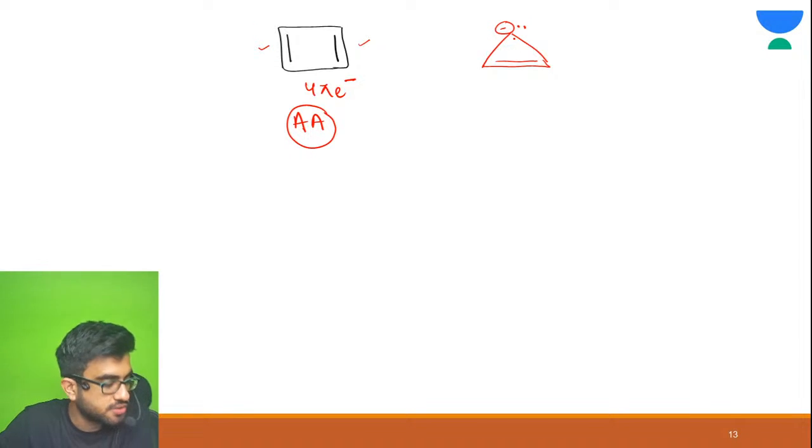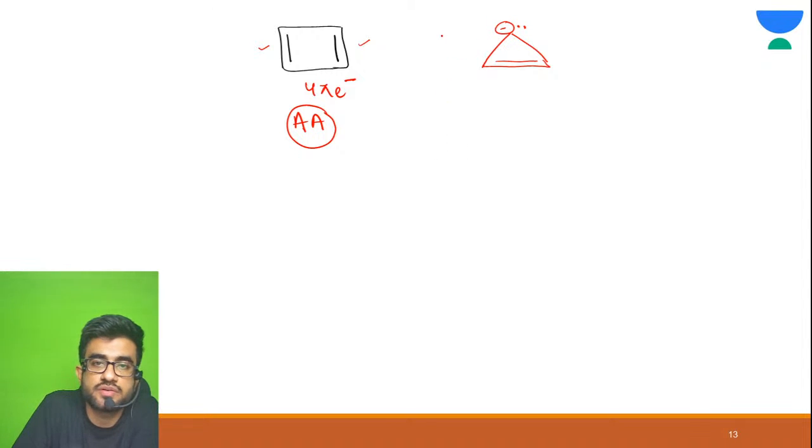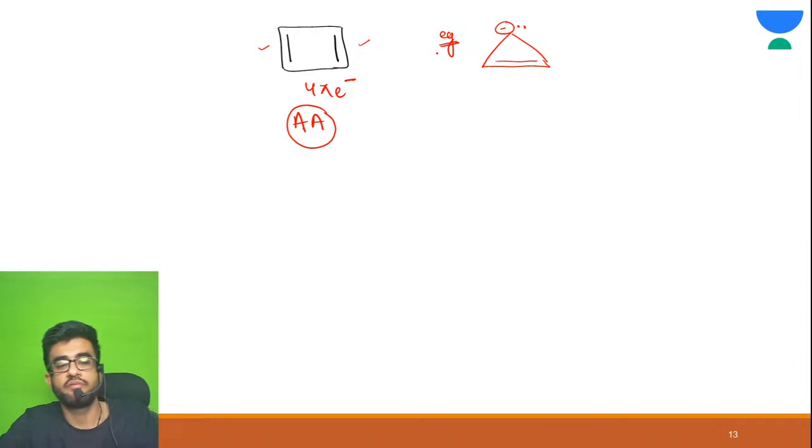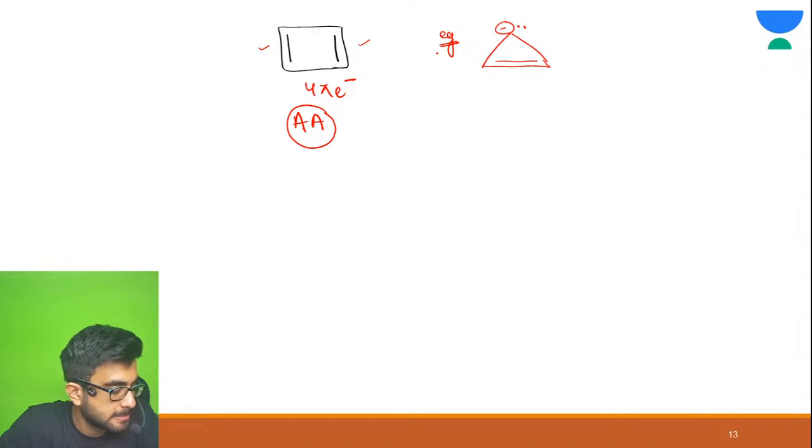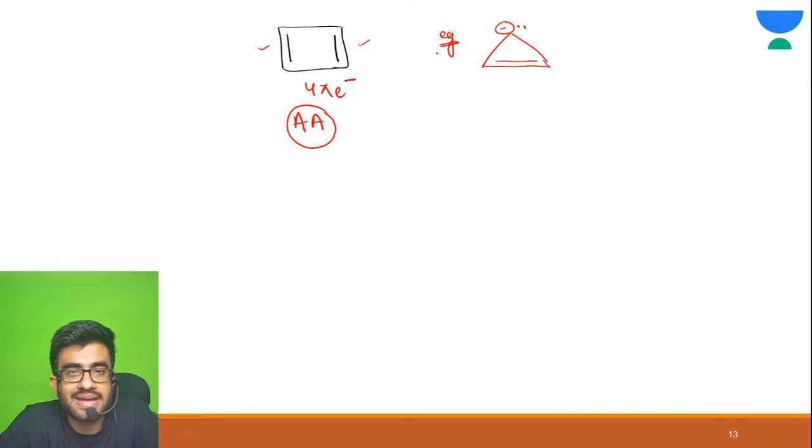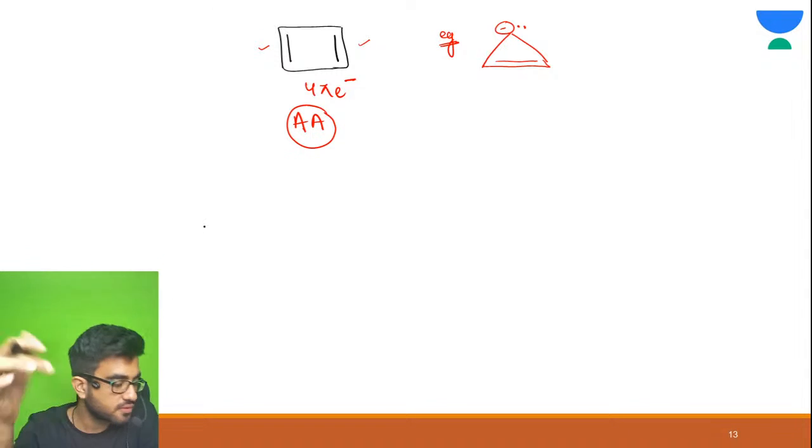How many pi electrons does it have? Come on, tell me. This is your second question. Tell me how many pi electrons it has. Pi electrons are those which are participating in resonance. Just see what all electrons are participating in resonance.